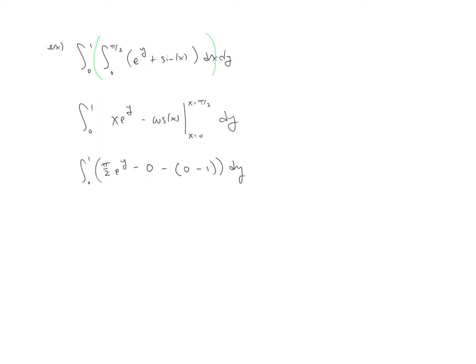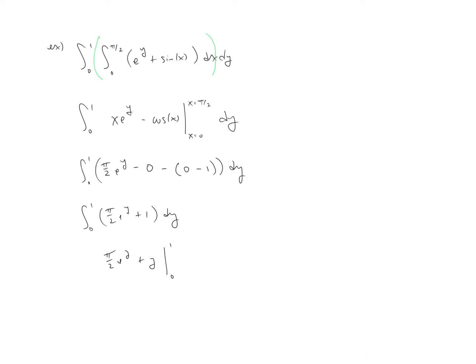So now let me just clean this up a little bit here. We'll go from 0 to 1, pi over 2 e to the y, and then that'll be a plus 1 dy. So I've completed the first one. Now I'm ready just to move on to the second one with respect to y, of course. And so we'll have pi over 2 e to the y plus y, evaluated from 0 to 1.